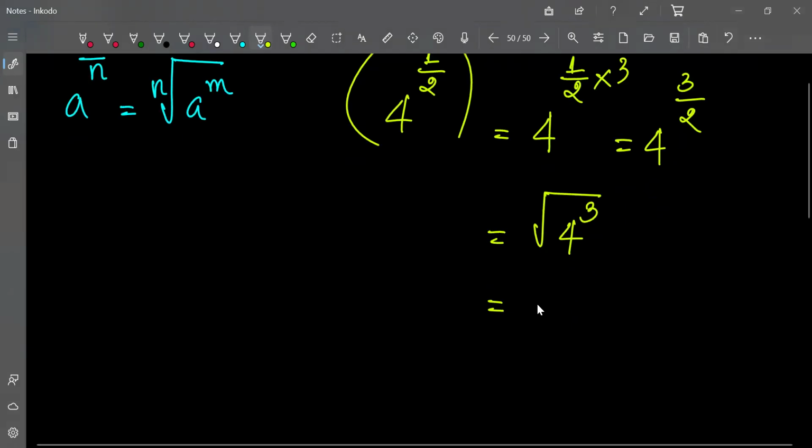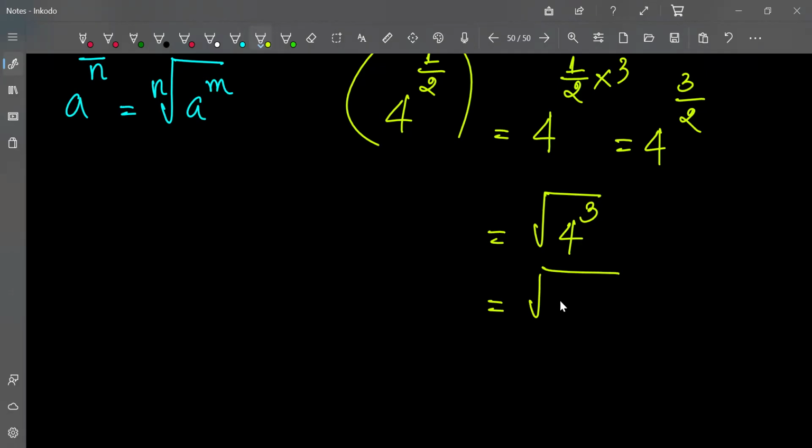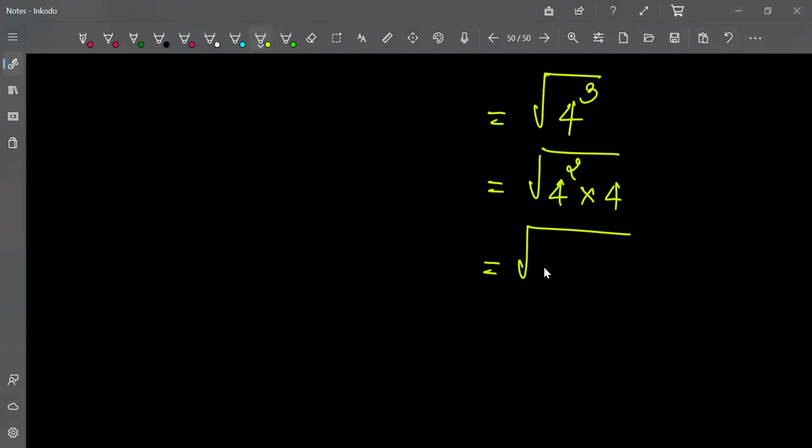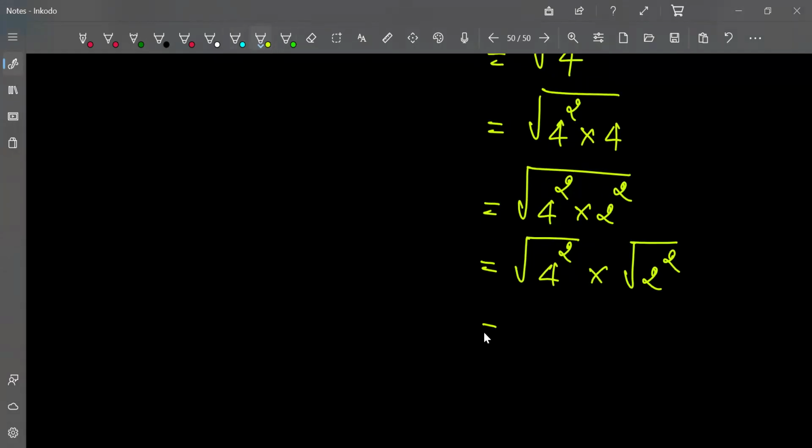So I can write it into 2 factors. So 4 power 3 is 4 square multiplied by 4. And then we get the square root of 4 square multiplied by 2 square. So now you can split it into factors. Okay, so I can write it as the square root of 4 power 2 multiplied by the square root of 2 square. So now we get the final answer: 4 multiplied by 2 is equal to 8.